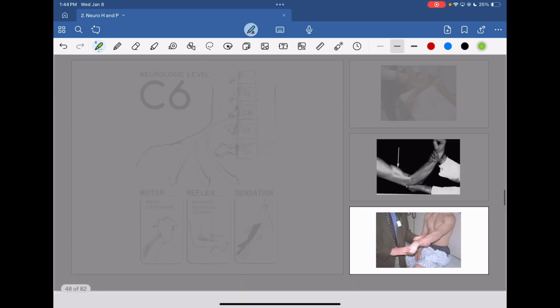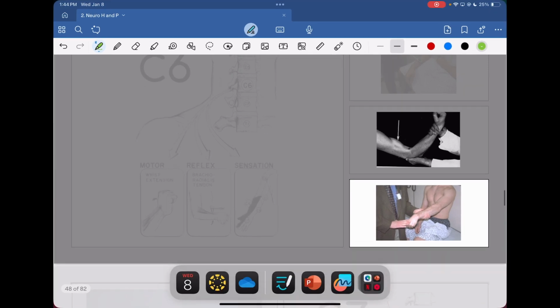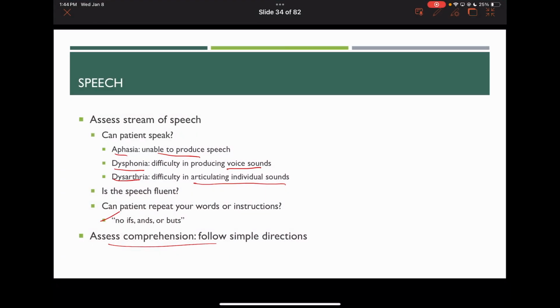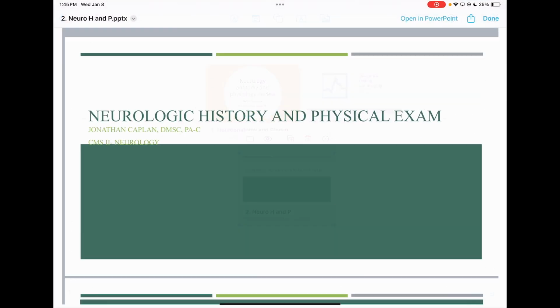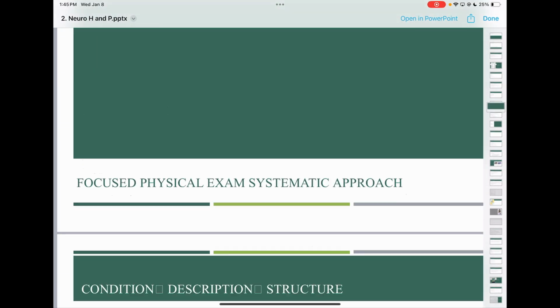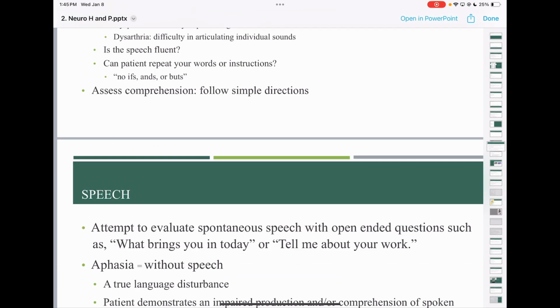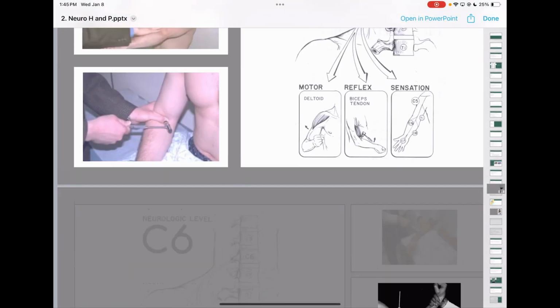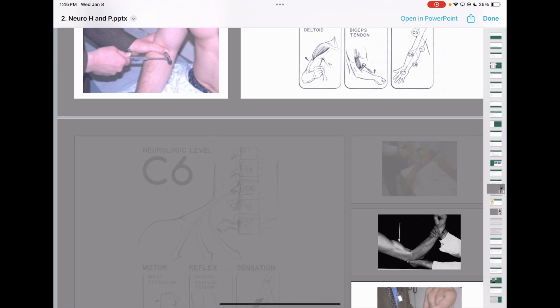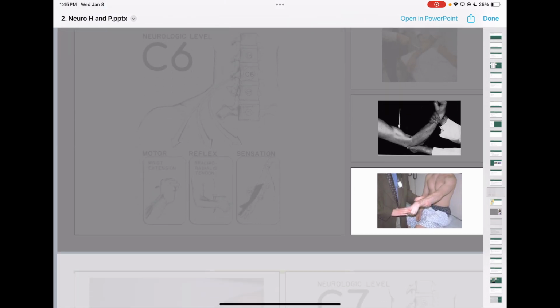And I got to fix all this. Let's go back to this. That's not even working. Did it on here too? Okay. You guys can see it on your end though.